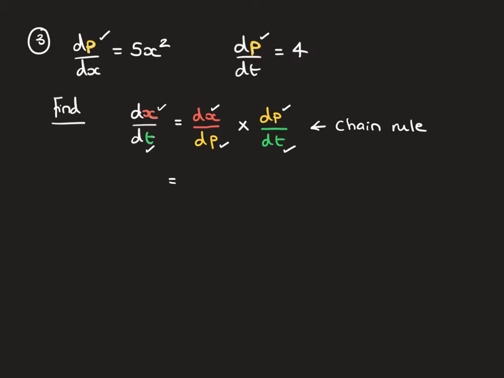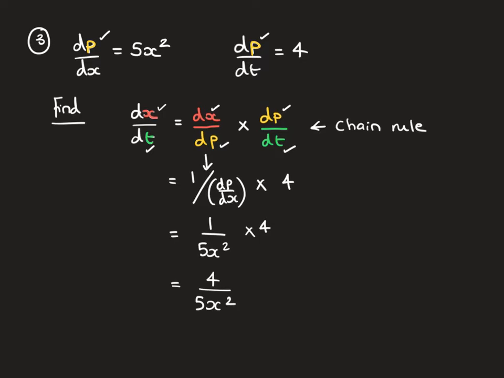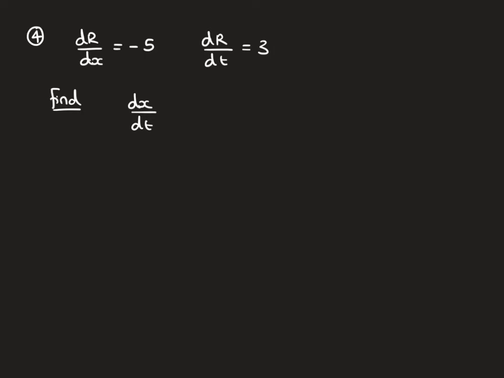Now, dx by dp, well, I don't know what that is, but I do know what dp by dx is. So dx by dp is, of course, 1 over dp by dx. And dp by dt is, of course, just 4. So this is then 1 over 5x squared multiplied by 4. So this is 4 over 5x squared. We don't know what the units are in this example. So let's look at the last example.